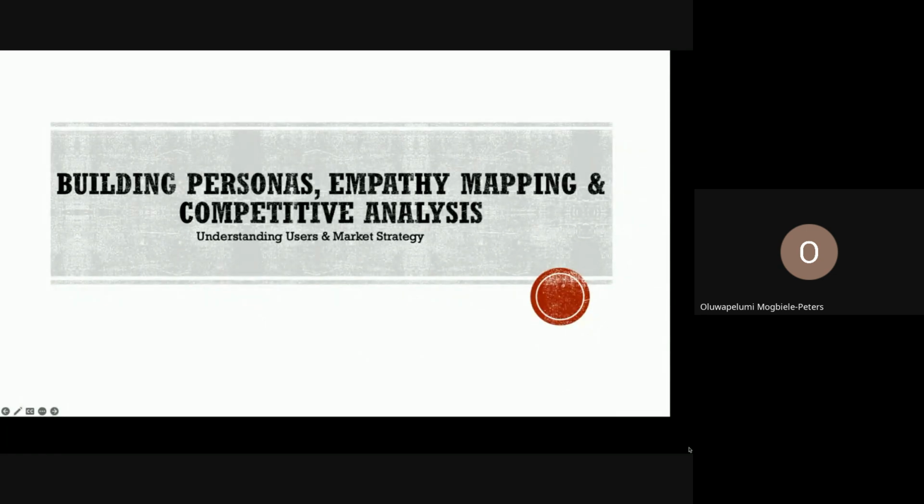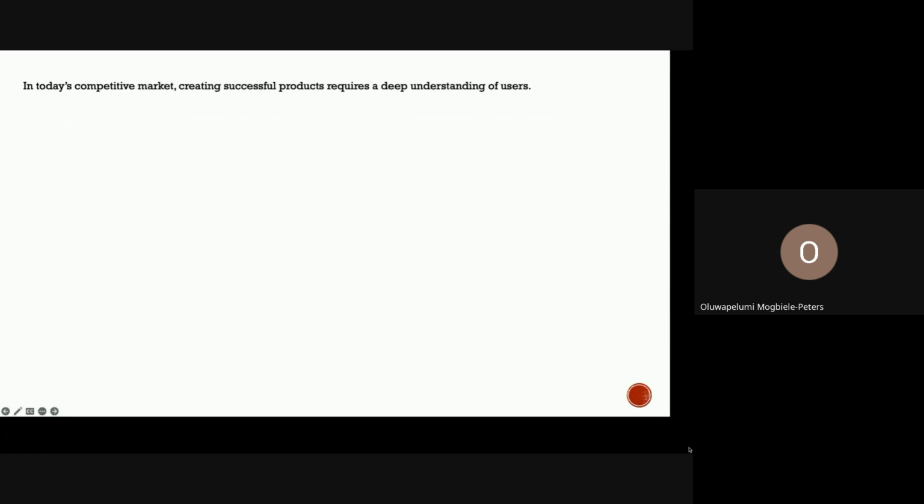Usability is the holy grail of product management. So basically, everything about user personas, empathy map, and competitive analysis is just breaking down further to understand our users. In what sense? We're saying that to create successful products, it requires a deep understanding of users.